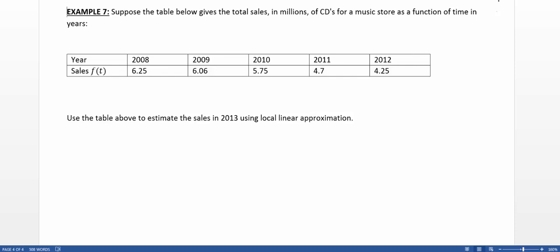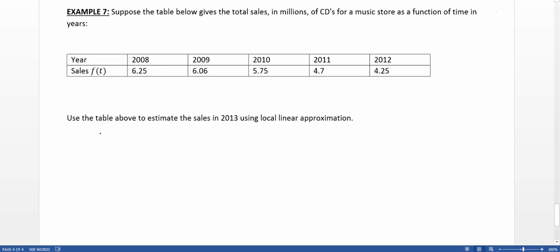So remember that in order to use local linear approximation, we want to use the functional value and the derivative at that point. So we have functional values here. For example, f of 2008 is 6.25, f of 2009 is 6.06, so on and so forth. Also, let's remember that our approximation is better the closer we get. So instead of using 2008 to approximate what's happening in 2013, we would have a better estimate if we used 2012. So let's start there.